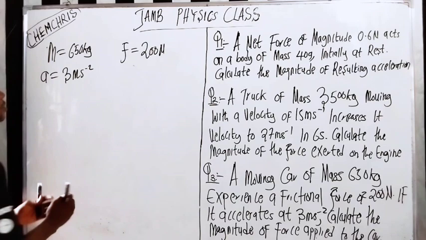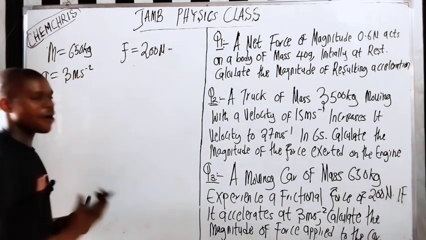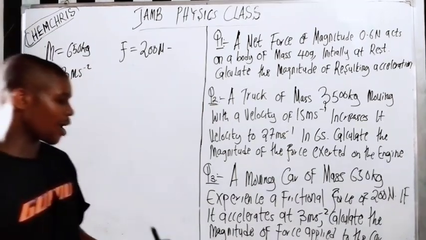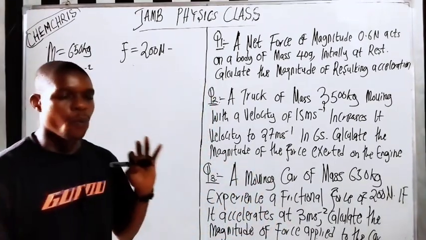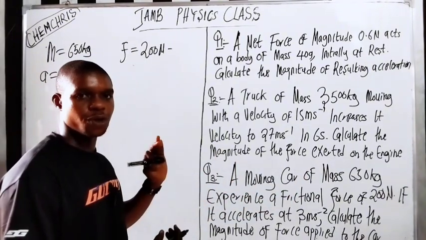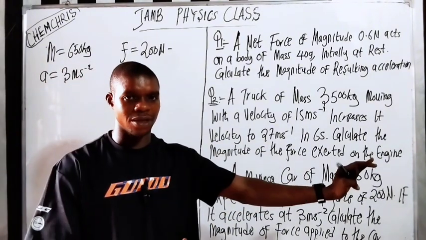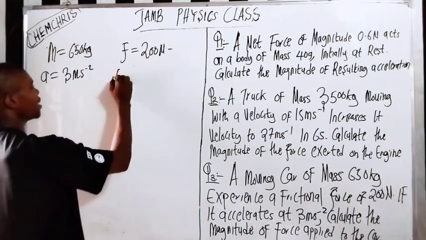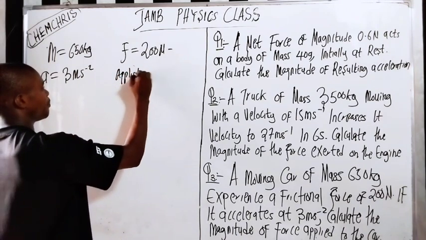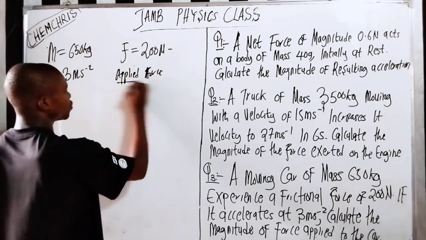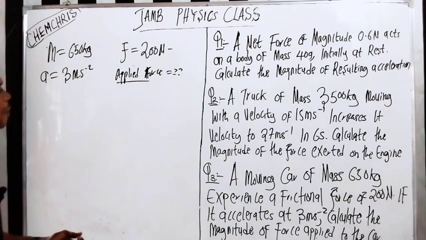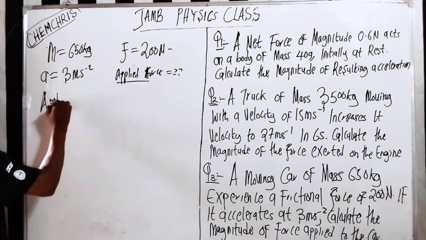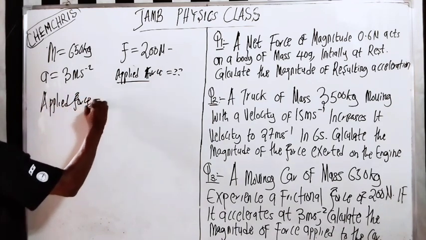So the magnitude of the force applied. Remember, this one is frictional force, and frictional force is an opposing force, right? So they say we should calculate the magnitude of the force applied. So what force do you apply in order to resist or to move it? Now that is applied force. That's what you're looking for. So now how do you calculate applied force? Applied force is always equal to what?